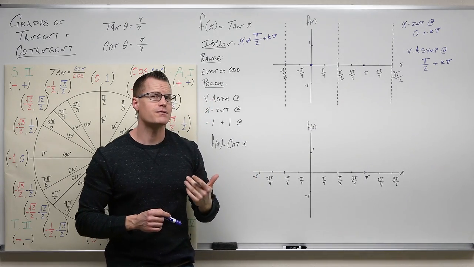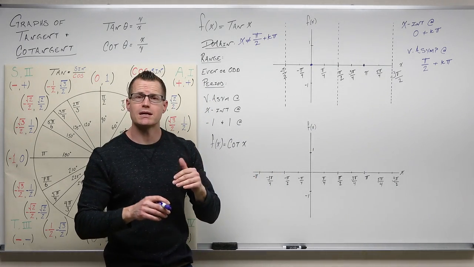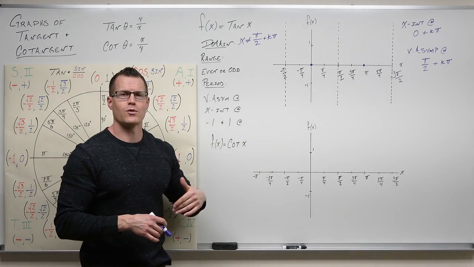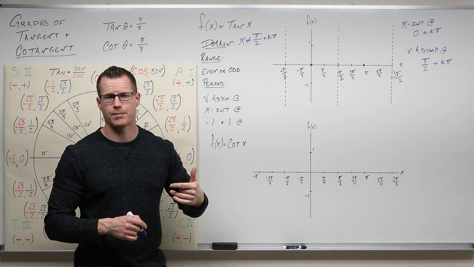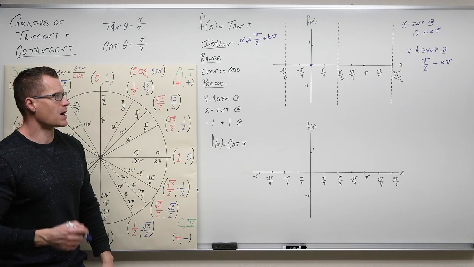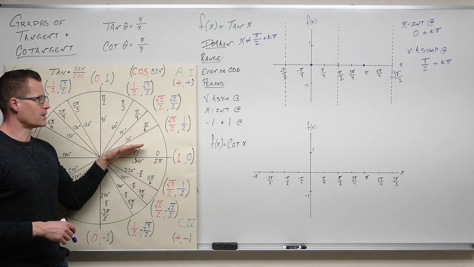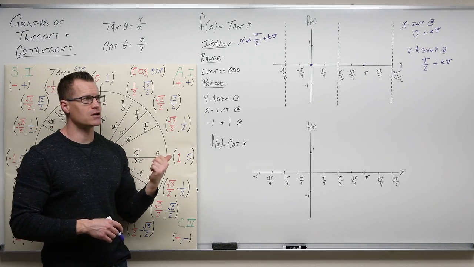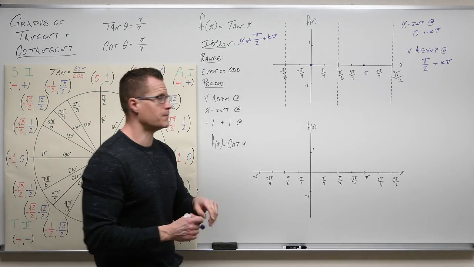And they're going to be kind of an S-curve for us. So we're going to take a look at pi over 4, negative pi over 4, 3 pi over 4, 5 pi over 4, and we're going to see this pattern emerge. So let's take a look at it. How about pi over 4? Tangent of pi over 4 is going to compare the y over the x, and they're the same. So wait a minute, tangent of pi over 4 is going to give us 1.